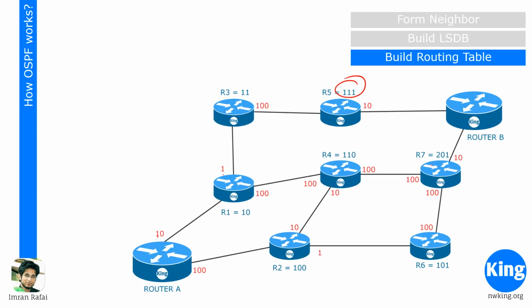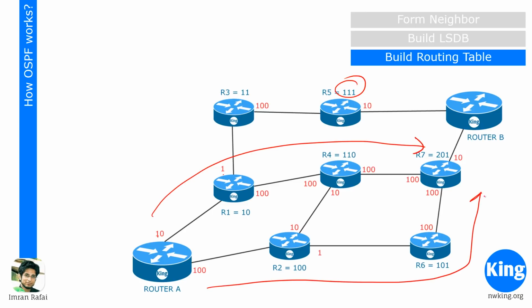To go to R7, now you have two routes. You can go like that, or you can go like this. If you go like this, 10, 110, 210, so this will be 210. If I go like this, 100, 101, 201. This would be 201. Between 210 and 201, 201 is lesser, and that is why 201 is chosen.